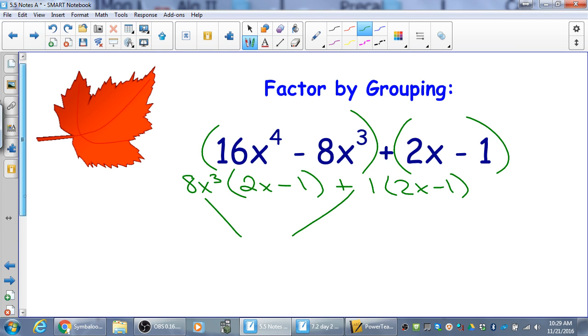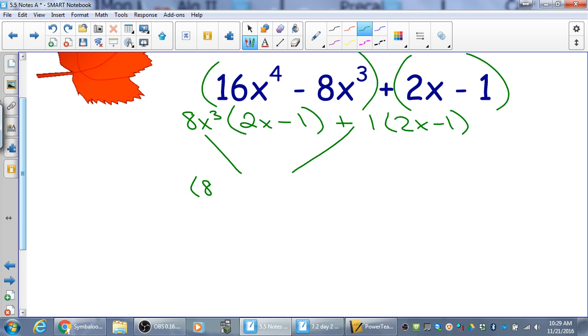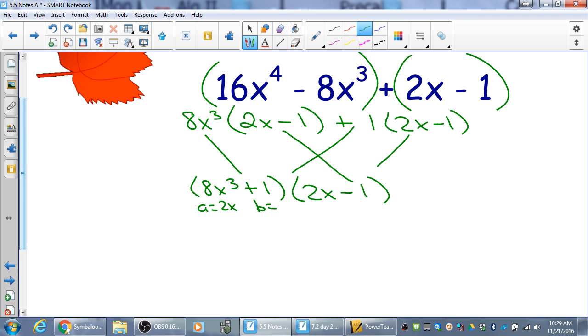These two come back together. 8x to the third plus 1. These two come back together as a pattern. It's not multiplication. It's not squared. Well, this one's really tricky because that is the sum of 2 cubes right here, where your a is 2x and your b is 1. This is not completely factored. It's 2x plus 1. There's the pattern.